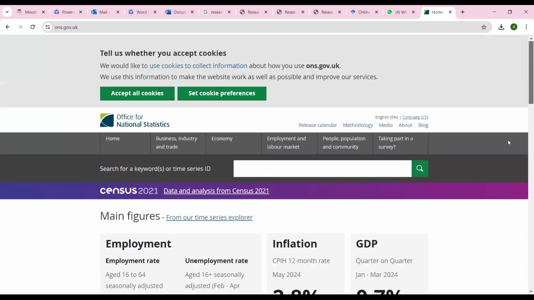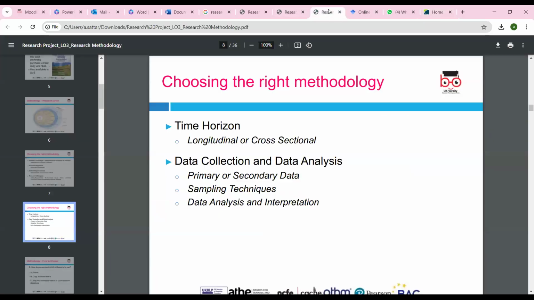So we have this website. That data is secondary data, which is published information. But we need to look at the reliability of the data, how much data, which data we are collecting, and how reliable it is.